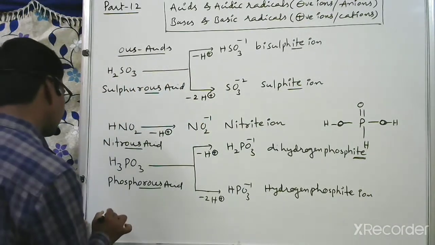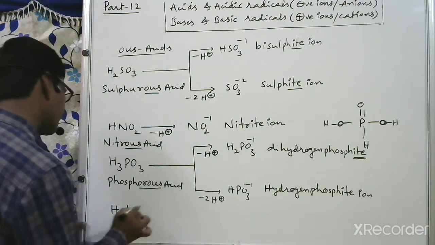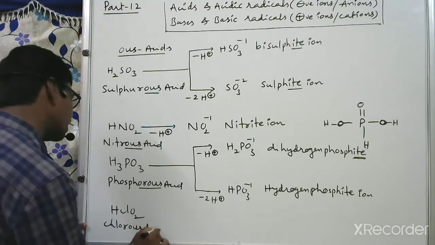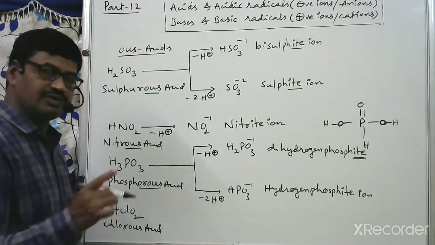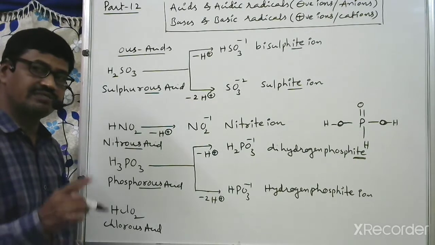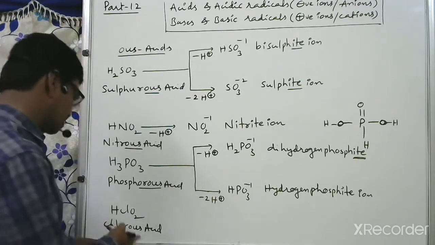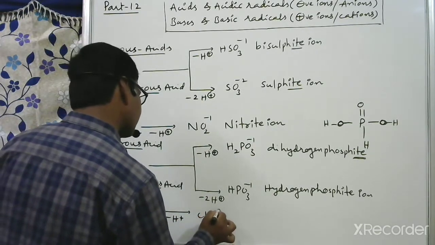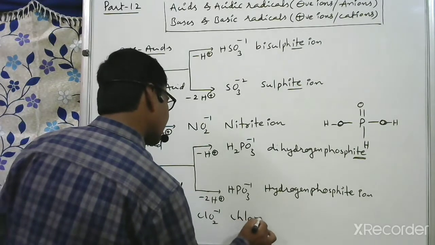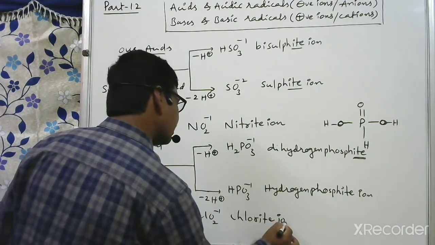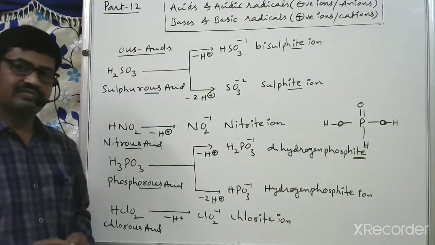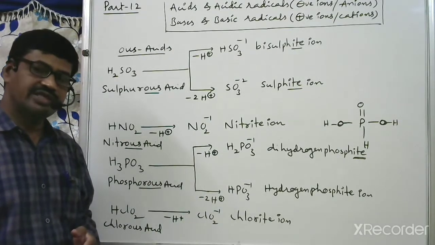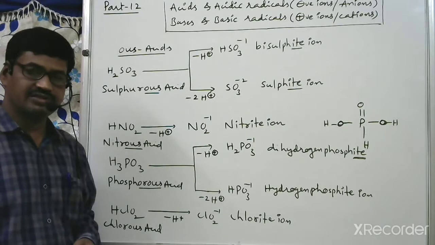Like this, we have HClO2. HClO2 is chlorous acid. HClO3 is chloric acid. If you remove one hydrogen from chloric acid, you get ClO3 minus 1, that is chlorate ion. From chlorous acid also we can remove one hydrogen, so that we get ClO2 minus 1, which is nothing but chlorite ion. So these things you have to remember. Without knowing acid names and their ion names, it is not possible to write the chemical formula of some salts.